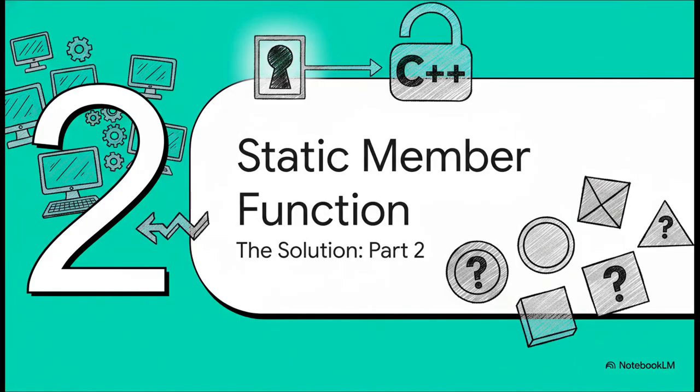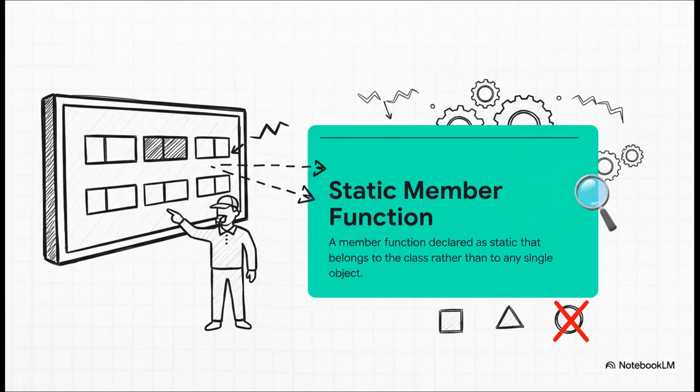Okay, so we've got this shared scoreboard. Great. But how do we actually use it? How do we read the score or update it? You can't just ask one of the objects because remember, it doesn't belong to any of them. We need a special tool for the job. And that brings us to part 2 of the solution. The static member function. Yep, you guessed it.